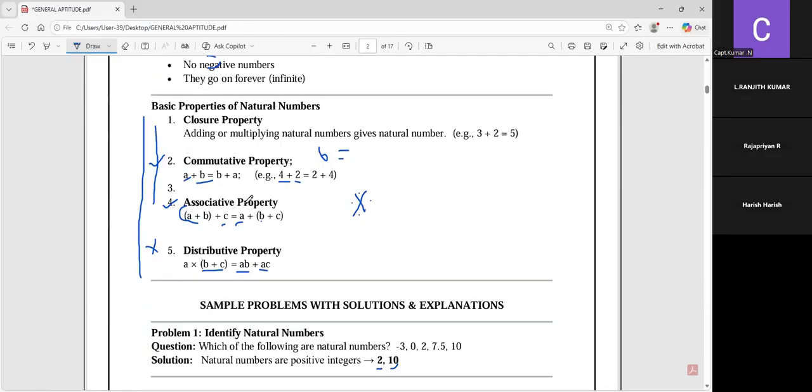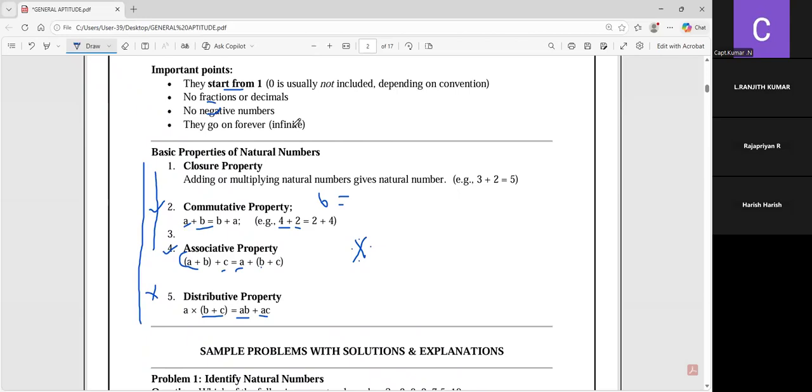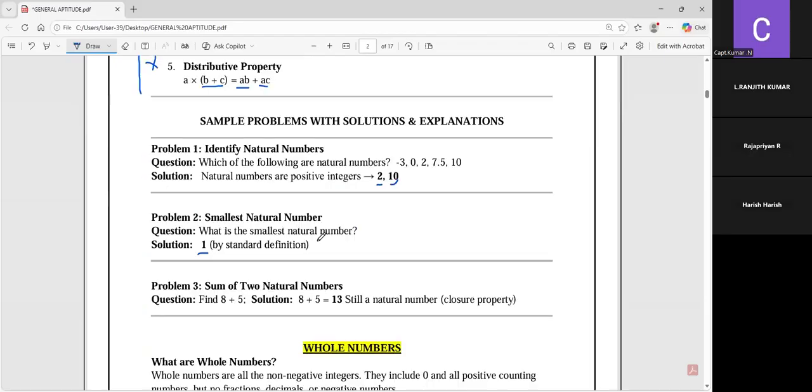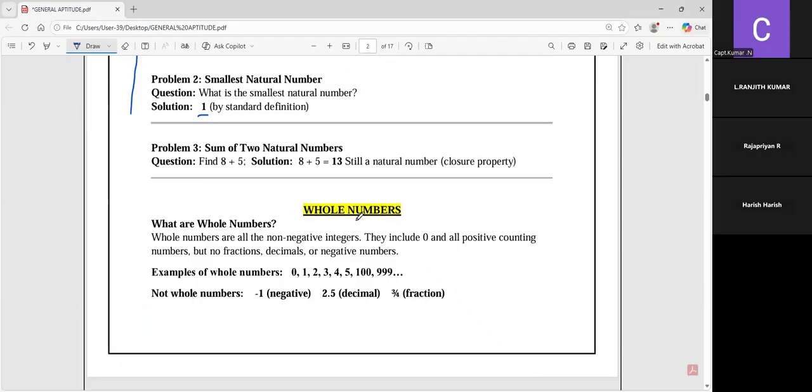See the second rule, that is no negative number, start from 1. So this now starts from 1. So this is a basic problem. Now we are going to see what a whole number is.